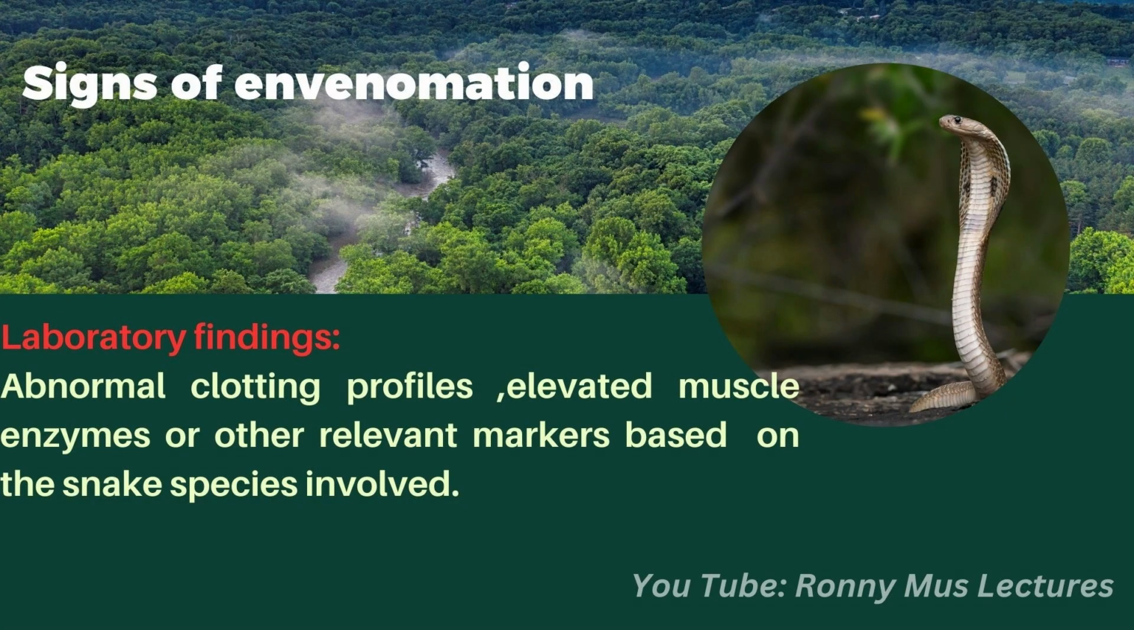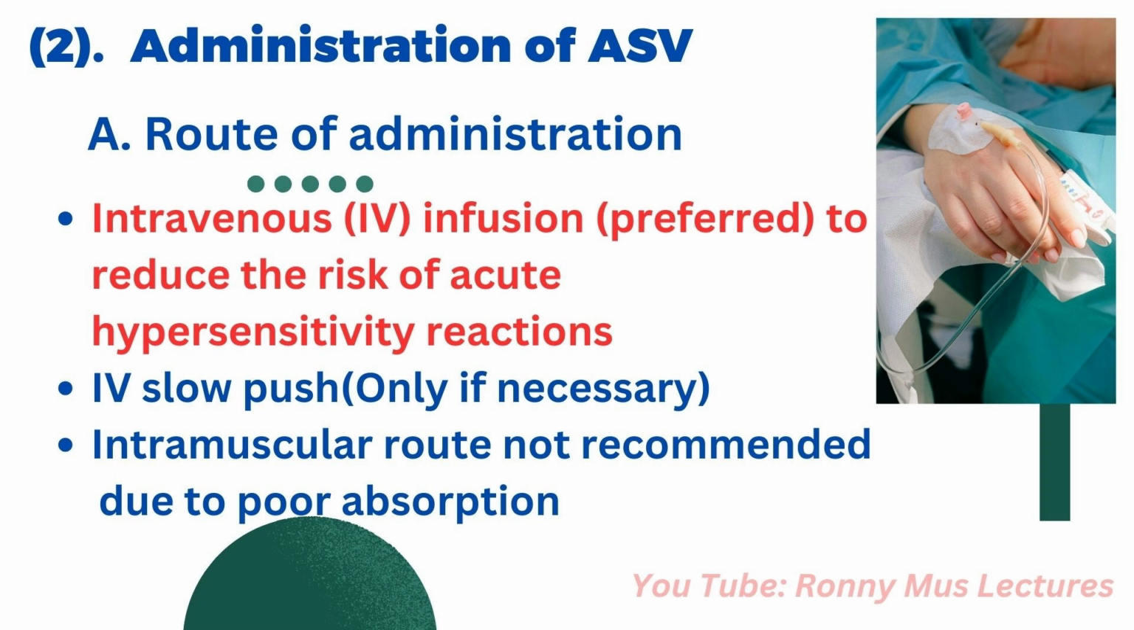When you take the samples to the lab, the laboratory findings will be as follows. You'll have abnormal clotting profiles, elevated enzymes, or other relevant markers based on the snake species involved. At administration of ASV, we start by looking at the route of administration.